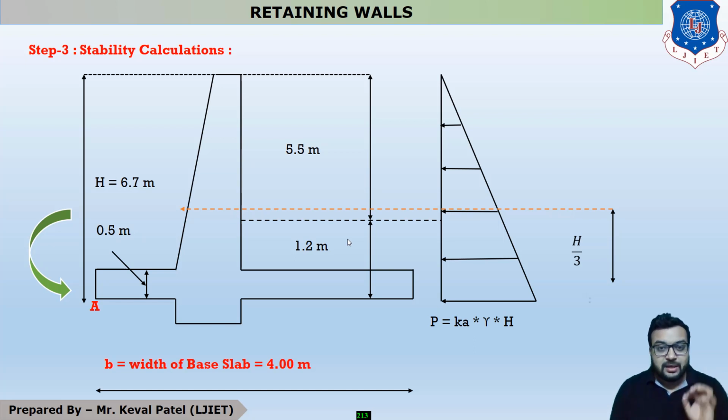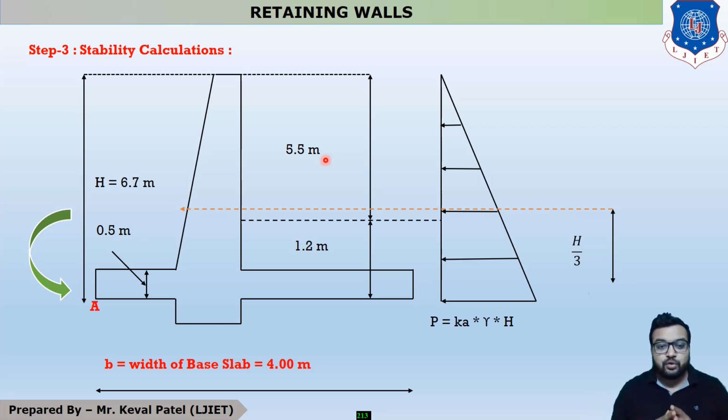So now let us start our step number 3. In step number 3, first of all we have to find the horizontal force at the left corner. Our leftmost corner is point A. So we have to find all the forces and all the moments at the bottom of the toe slab. Now let us start our step number 3, which is stability calculations. First of all, we have to find our horizontal force.